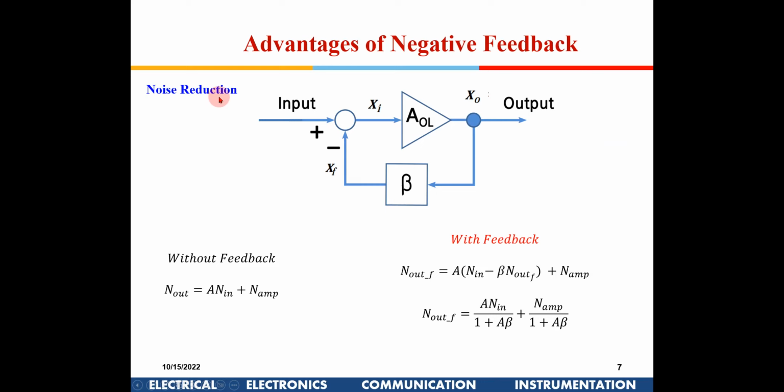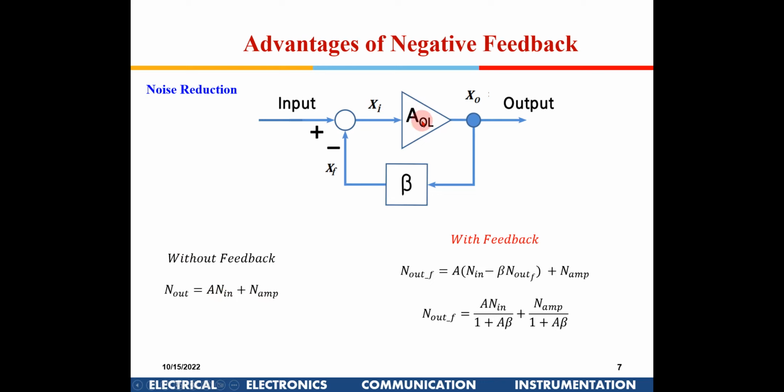So noise reduction. Suppose this is an amplifier. There is an input. We are just talking about the noise. There is some input noise which is coming here, right? First, without feedback, so this network is not there. This noise will get amplified by the gain, right? Now this amplifier doesn't know whether it is a noise or signal, so it will amplify the signal and it will amplify the noise also.